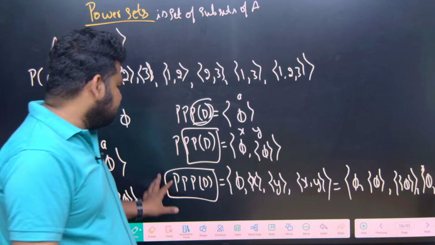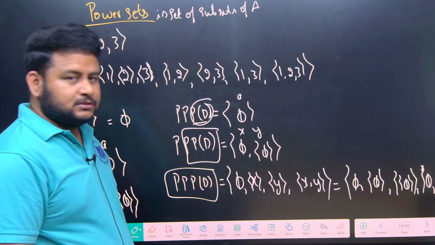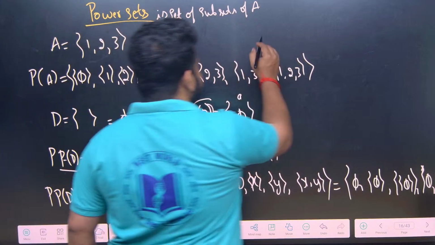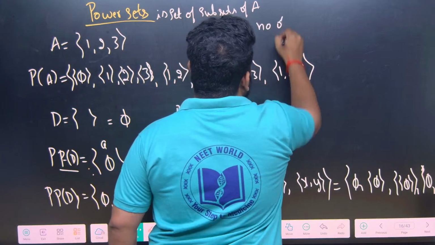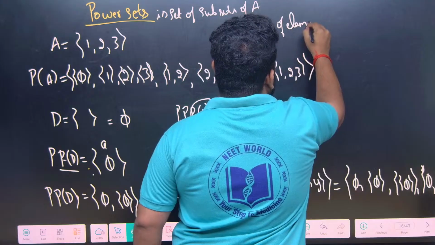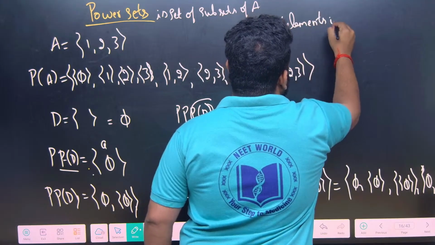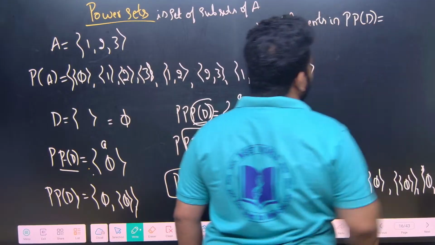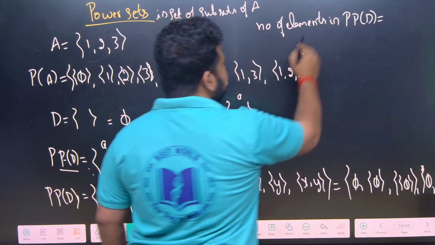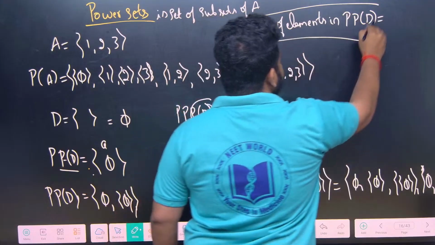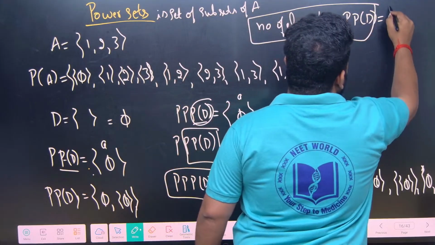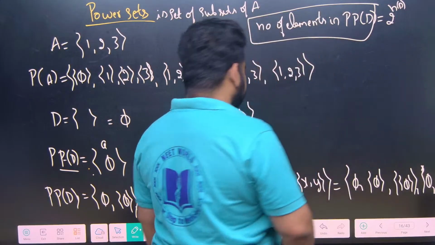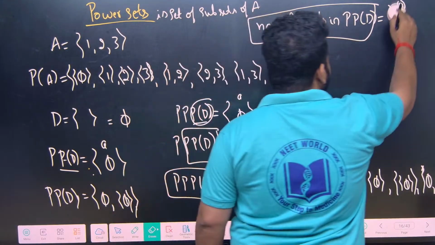So these are all the power of d. How to find the number of elements in the power of d? If they ask you to find the number of elements in power of d, how will you write it down? This is also a very important concept. This is nothing but equal to 2 power n of d.